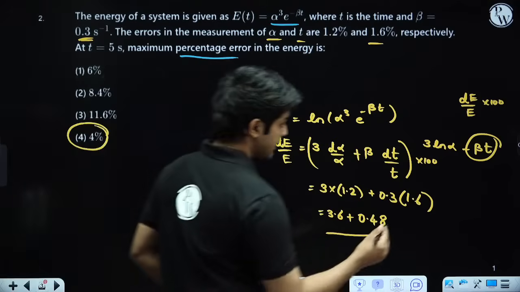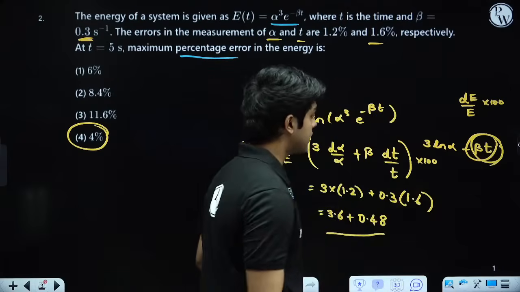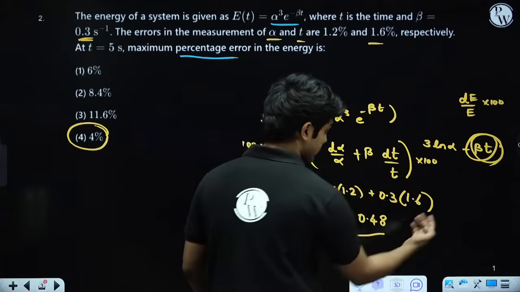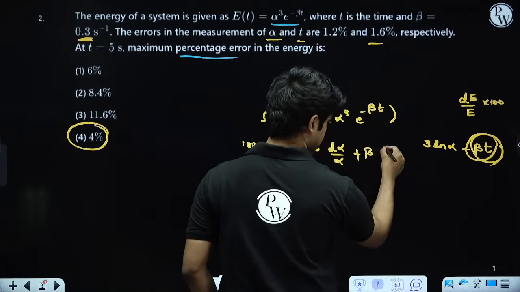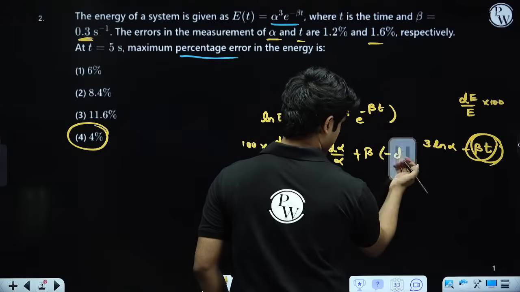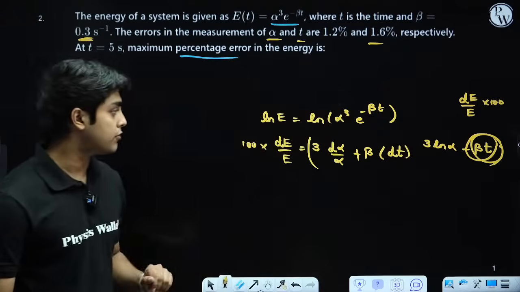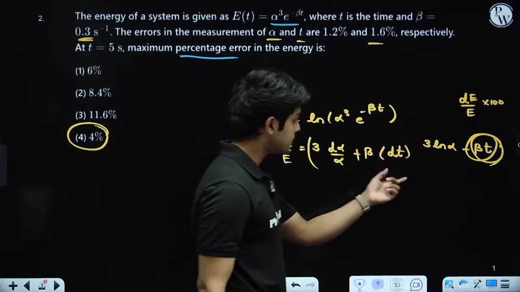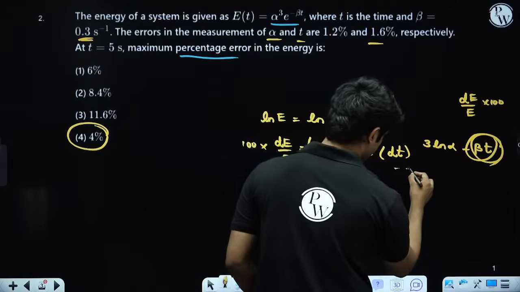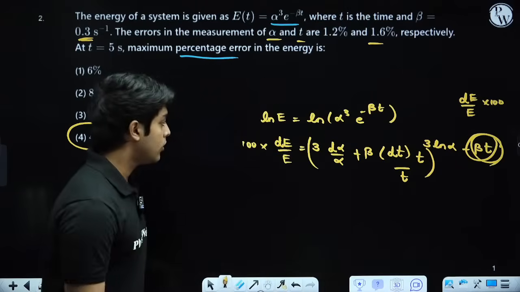Yeah, so the mistake is, while we were differentiating, the derivative of minus beta t won't be dt by t, that's the error. So this would just become minus dt. The derivative of t would become dt. That was the error. Now we have to convert this into the percentage error. So we'll divide and multiply with time. Okay. So now it will be correct.